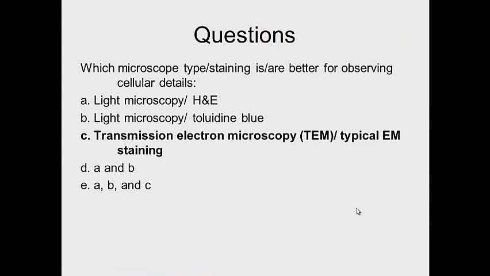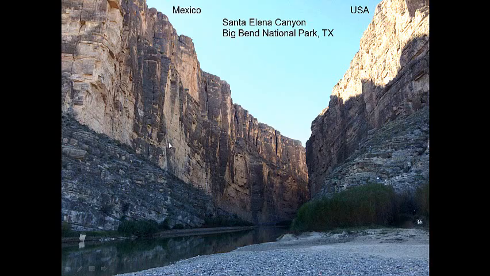One question that we want to ask, which type of microscopy or staining is better for observing cellular detail? Light microscopy with toluidine blue, with H&E, or transmission electron microscopy, typical EM staining? And the answer is toluidine blue can see more detail, certain more detail in cytoplasm than you can H&E, but transmission is by far has a higher resolution, be able to see more detail.